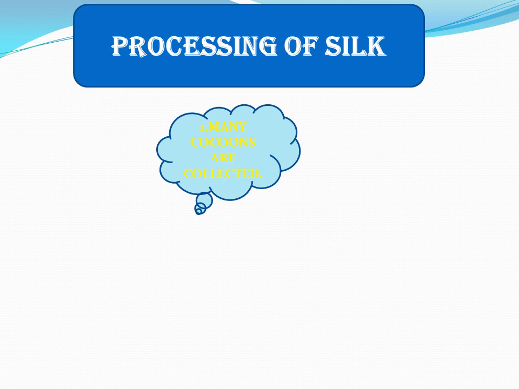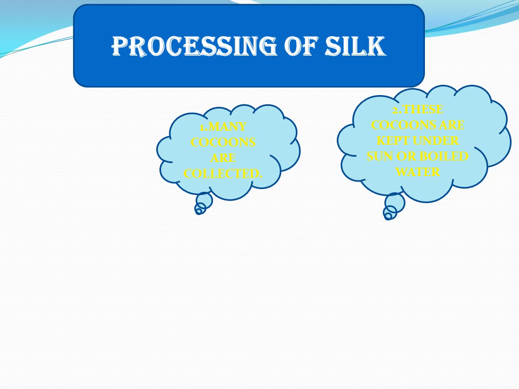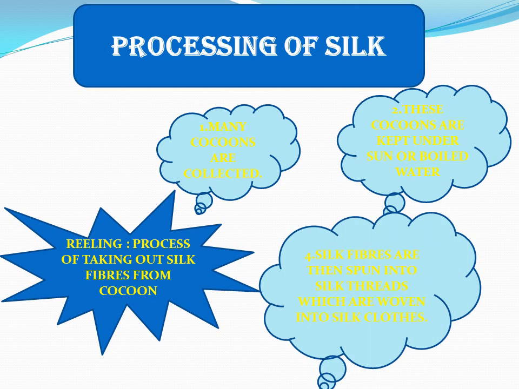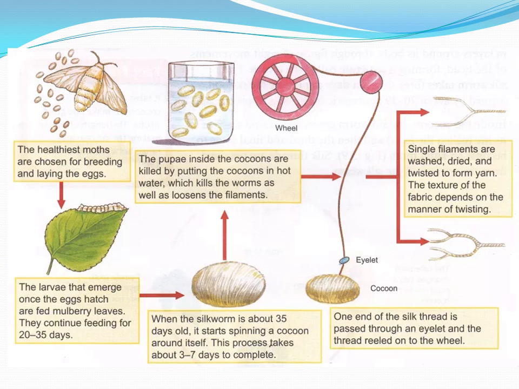Processing of silk. Many cocoons are collected. Then these cocoons are kept under the sun or in boiled water. Under high temperature, these cocoons are kept, and the process of taking the silk fibers out of the cocoon is known as reeling. Reeling of silk is done. The silk fibers are then spun into silk threads, and this silk thread is woven to form silk clothes. Now let's see how this process is performed.